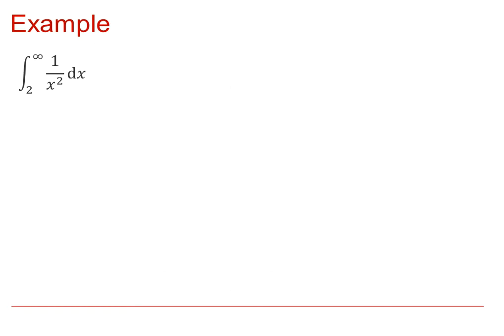This is the technique we're going to use to try and tackle this. If we replace the upper infinite limit by a variable, let's call it a, let's see what happens in the limit as this new variable tends to infinity.